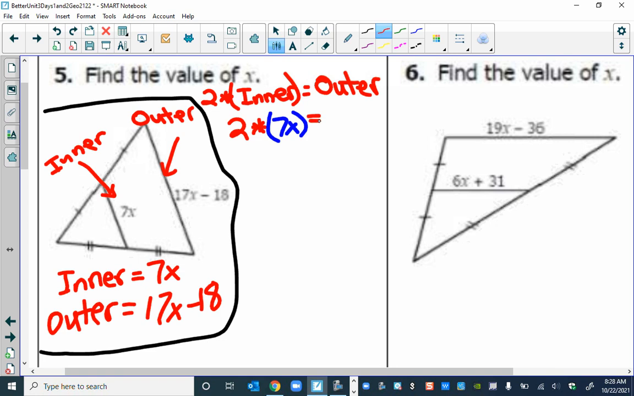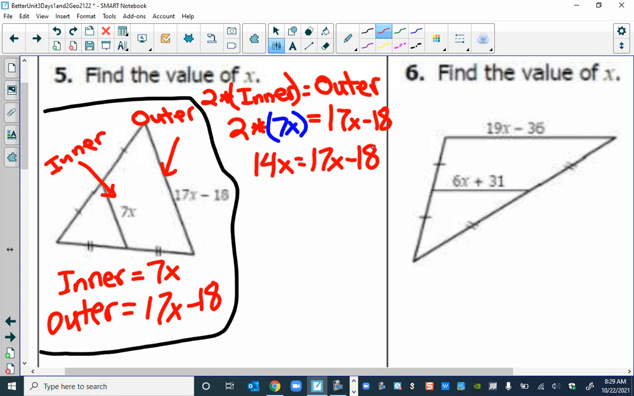Then what's the outer expression? What expression are we using for the outer expression? There you go. Okay, well, what do we have to do with the 2 and the 7x? What's our first step? Multiply. So what's 2 times 7? 14. And then, don't forget the x. So you have 14x equals 17x minus 18.